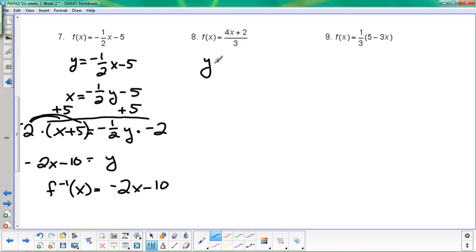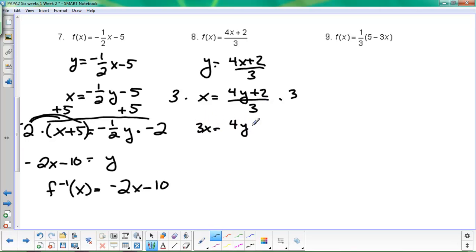Next, y equals (4x plus 2) divided by 3. x equals (4y plus 2) divided by 3. Multiply both sides by 3. You've got to get rid of the division before you can work on the addition and multiplication in the numerator. 3x equals 4y plus 2. Subtract 2 from both sides. I cannot combine them because they're not like terms.